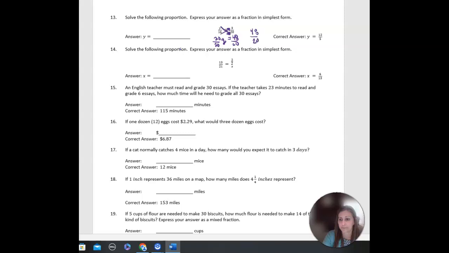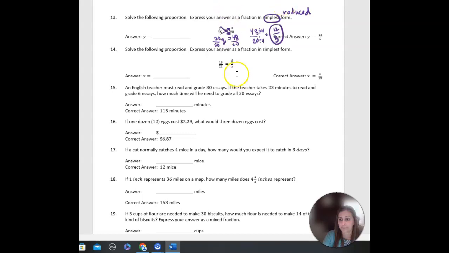Now, notice that it says in simplest form. What that means is that your answer must be reduced. You can use your calculator to reduce, but you can also just use your divisibility rules. So 48 is divisible by 4, and 20 is also divisible by 4. 48 divided by 4 is 12, and 20 divided by 4 is 5. So that's where we get 12/5.